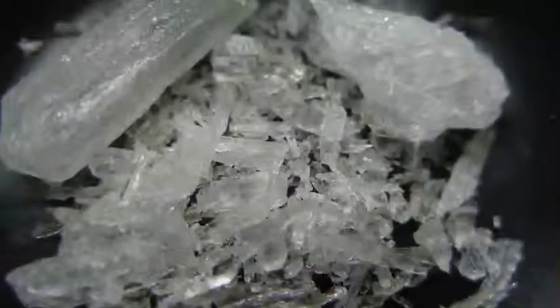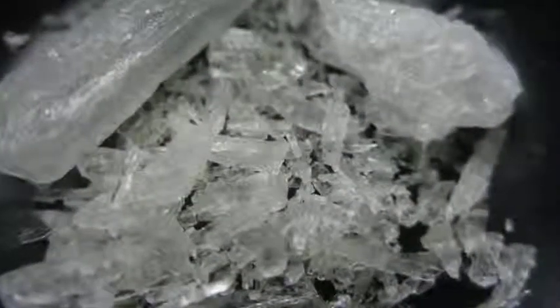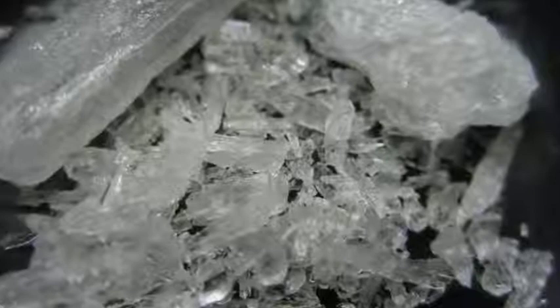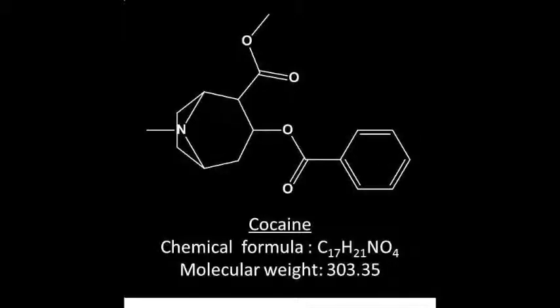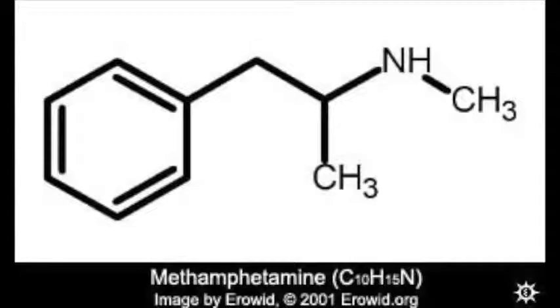The main drugs that we will be focusing on today are methamphetamine, otherwise known as crystal meth, and cocaine. This is what cocaine looks like on a molecular level. It is made of oxygen, carbon, hydrogen, and nitrogen. This is what methamphetamine looks like on a molecular level. It is made of carbon, hydrogen, and nitrogen.